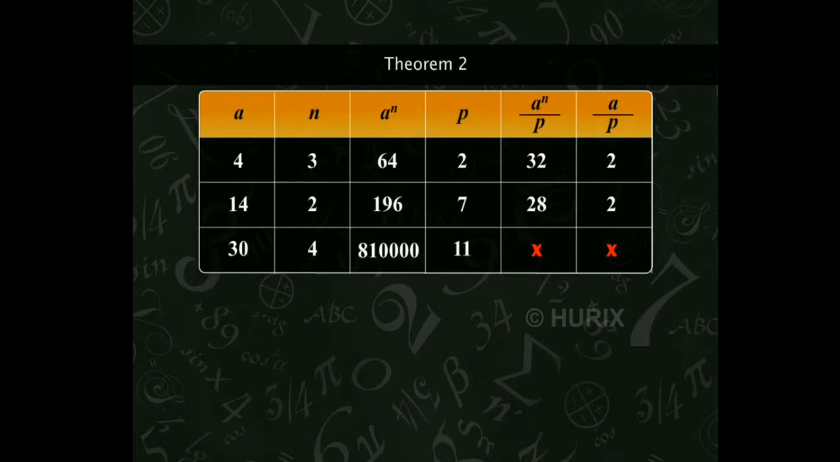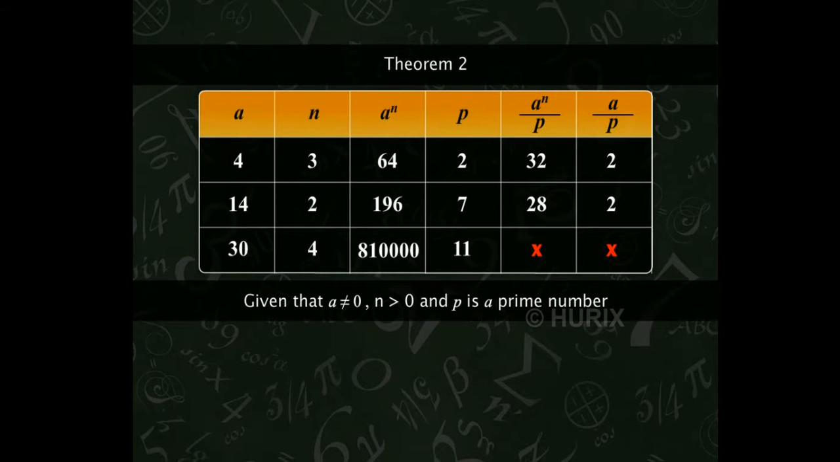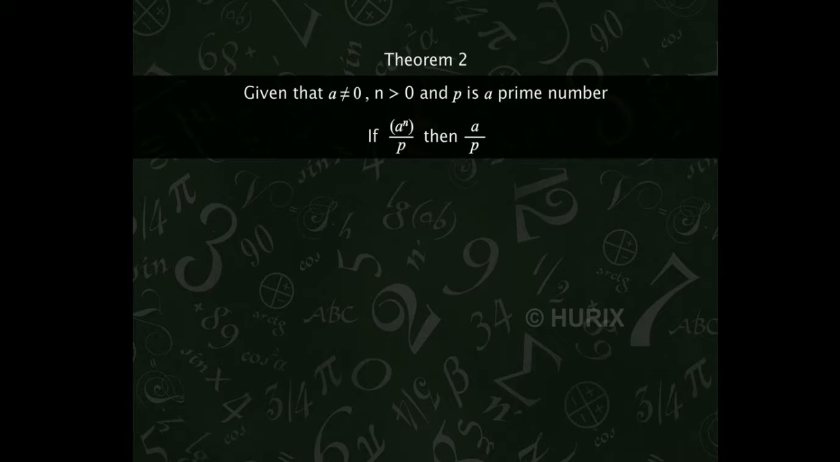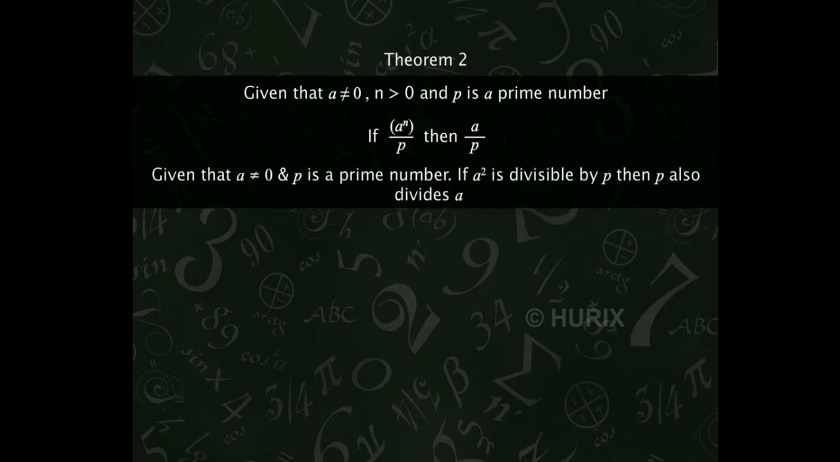Thus we state the theorem as: if a is a non-zero integer, n is a positive integer, that is a number more than 0, and p is a prime number, then if p divides a^n, then p divides a. Recall the result we did in the beginning. If a is a non-zero integer and p is a prime number such that p divides the square of a, then p divides a also.